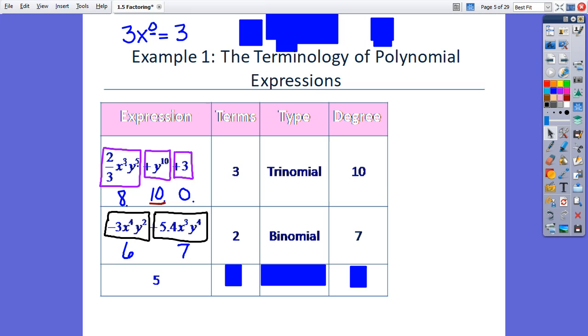Looking at the last one, we sort of mentioned this with the 3x to the 0, which is 3. When we look at 5, technically what we have is 5, and then out to the side, technically there's an x to the 0. So you don't need to write it, but just to see it. So how many terms do we have? We have one term, which is a monomial. And so we've got that bit of information done.